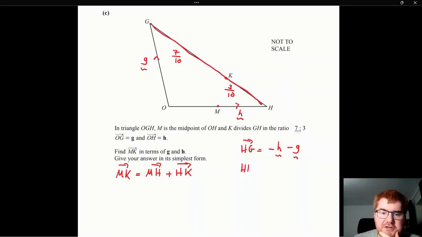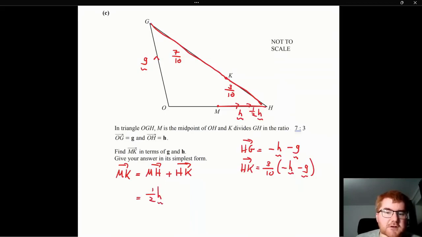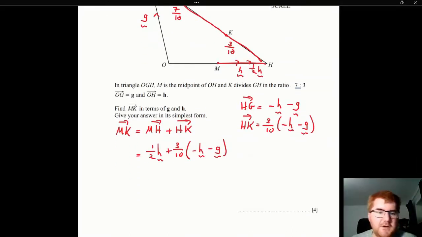So the vector HK will be 3/10 of what we just said, so minus H minus G. And then the vector MH, because this is a midpoint, is going to be a half H. So we just need to work out a half H plus 3/10 of minus H minus G. Got a bit of fraction work to do here.